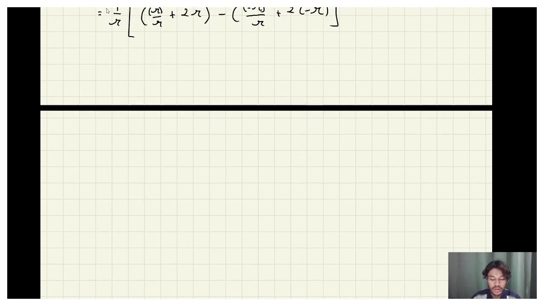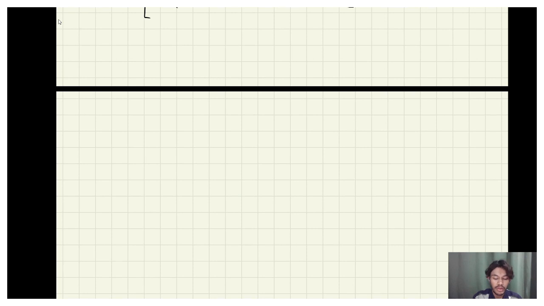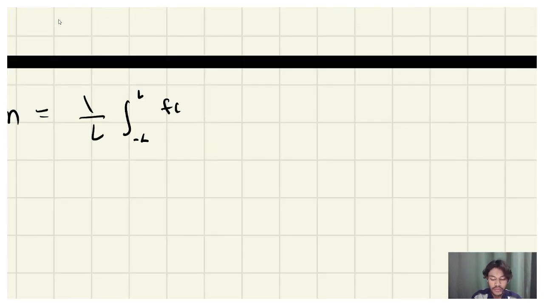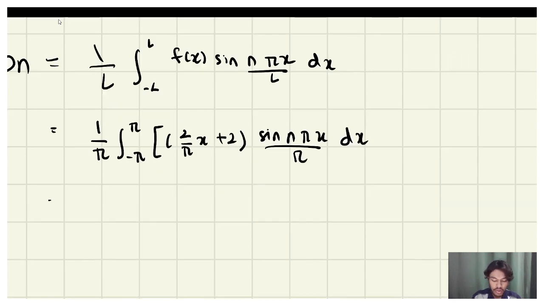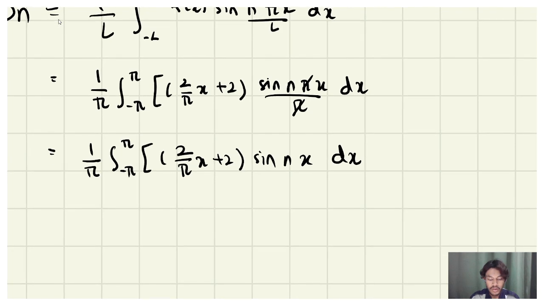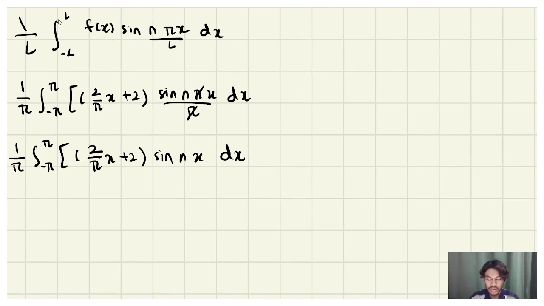So next, I will continue with the next part, which is to find the Bn Fourier coefficient. To find Bn, the formula for Bn is, so the value of L that we found earlier, we will plug back into this formula. The function that is given is, the pi over here can be cancelled out, so it will be left. Next, we will integrate this equation. To integrate this equation, we can use the tabular method.